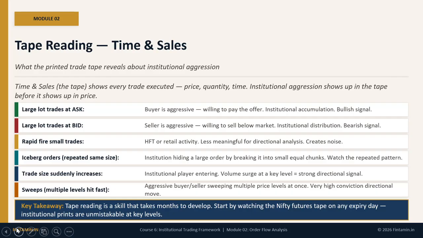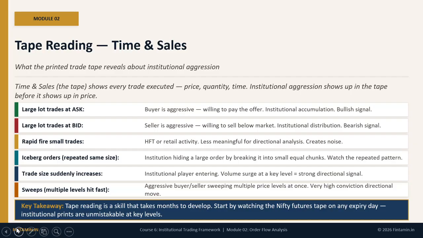Iceberg orders appear as repeated trades of the exact same size, like 500 lots, 500 lots, 500 lots, at the same price level. An institution is hiding a very large order by breaking it into equal chunks. The repeated size pattern reveals the iceberg.